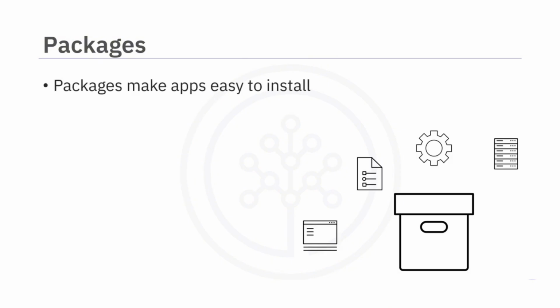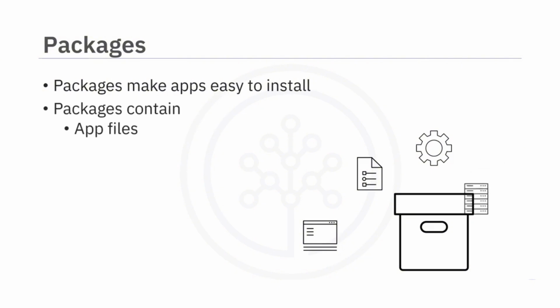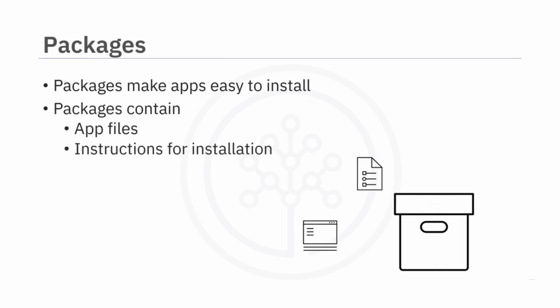Now that you have your app developed and tested, you're ready to deploy. But how does that happen? The app needs to be simple and trouble-free for the user to install. So a commonly used technique is to collect all the necessary files and bundle them together into a package. Packages are archive files that contain the app files, instructions for installation, and any metadata that you choose.